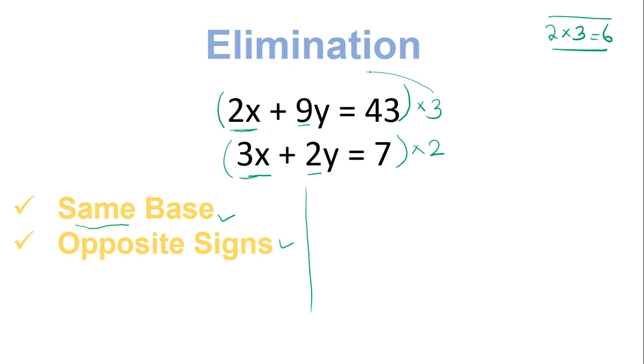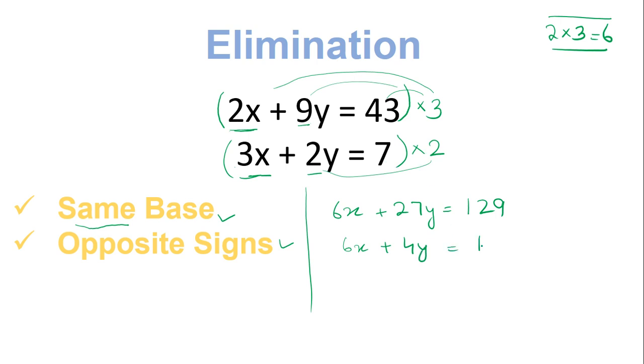First, 3 times 2 is 6x. Then 3 times 9 is 27, so plus 27y equals 43 times 3. That gives me 129, so I'm going to put equals 129. Second part, 2 times 3 again, 6x. 2 times 2, plus 4y. Secondly, 2 times 7 equals 14. Okay, now that I was dealing with my x.